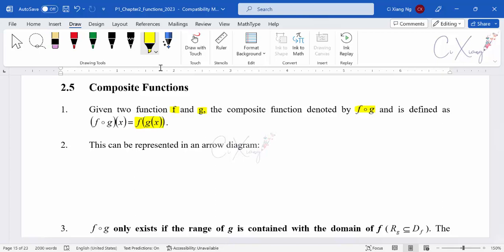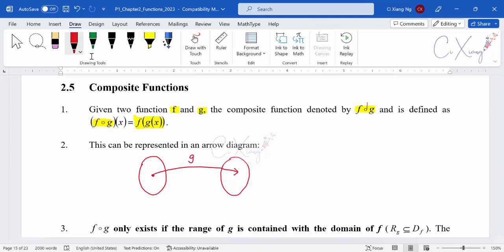For all composite functions, we can present them in an arrow diagram. I take f composite g as an example. How can I sketch the diagram for f composite g? Basically, we have a set of values x and a set of values y. Composite function means that starting from the value x, I map it to value y by using the function g first.